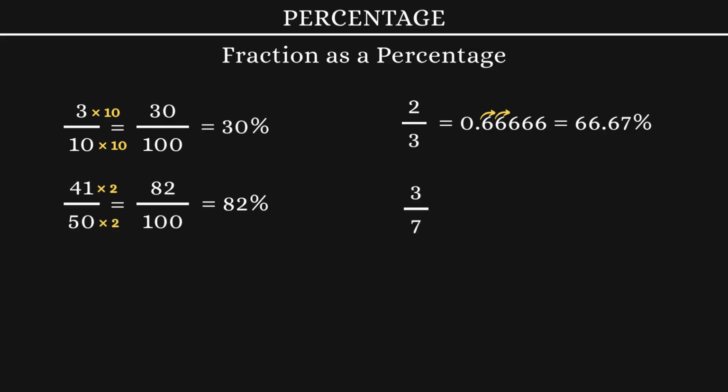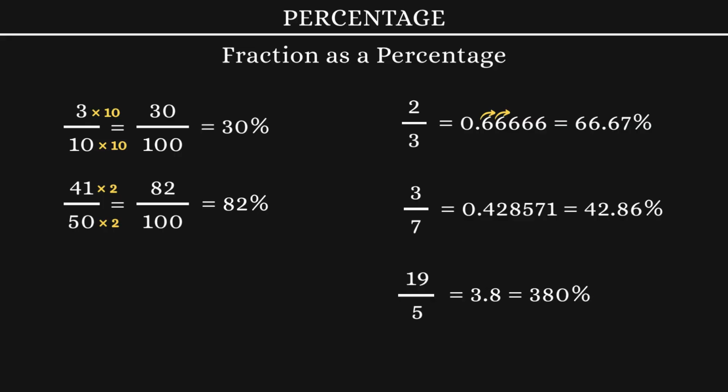Next, 3 by 7. Here again, let's convert the fraction to a decimal. You get 0.428571 and that becomes 42.86%. You could also have an improper fraction like 19 by 5. On converting to a decimal, we get 3.8, which is 380%. Improper fractions will always give us more than 100%.